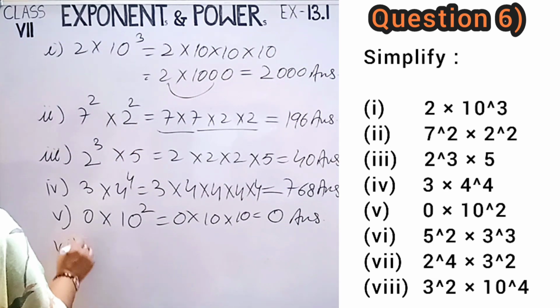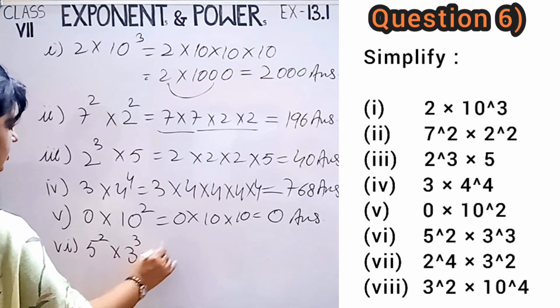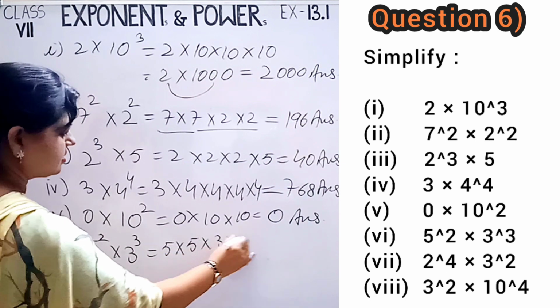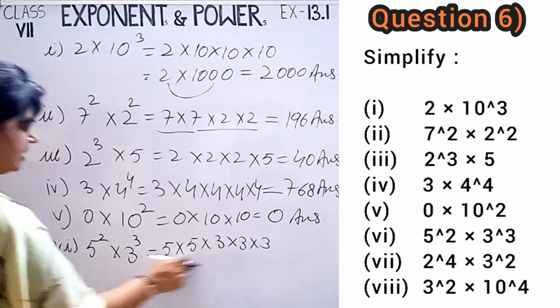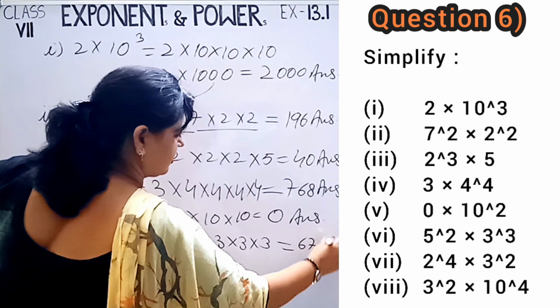Sixth part, 5 raised to the power of 2 and 3 raised to the power of 3. So 5 2 times and 3 3 times. After multiplying these numbers, we get here 675. Answer.